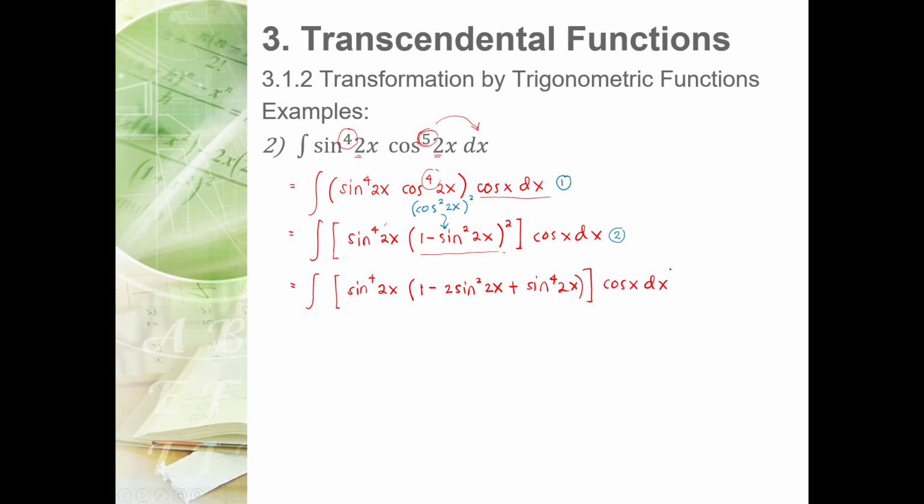All right. So distribute. So this becomes sine to the power of 4 2x minus 2 sine. Notice 4 and then 2, so this one is 6 now, adding exponents with the same base, and then plus sine to the power of 8 2x, and then cosine x dx.